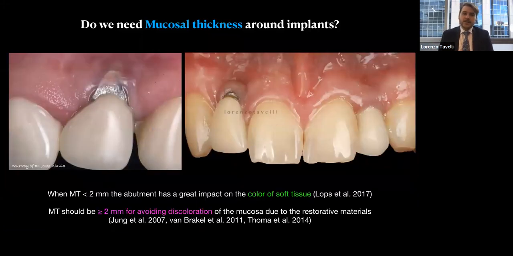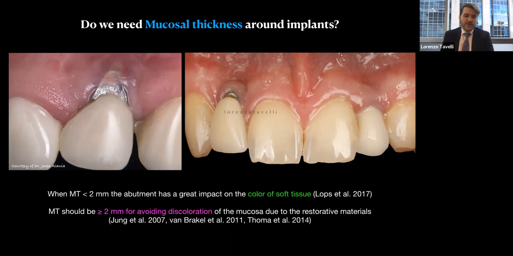Here are the cases, but what I want to highlight first is that the importance of mucosal thickness in our dental implants is a relatively recent concept. Before, it was more a prosthetic consideration. Previous work basically highlighted that when the soft tissue is too thin, it's very likely to have a discoloration of the soft tissue because you have a titanium abutment or titanium implant, or some buccal bone dehiscence, underneath the soft tissue.